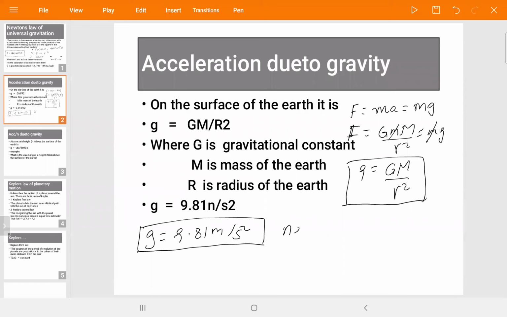This should be near the surface or on the surface. So on the surface of the Earth, the gravitational acceleration is 9.81, which is a constant value. But this value may not remain the same in all parts of the Earth. For example, there may be variation at the equator and at the polar region, but on average it is 9.81 meters per second squared.